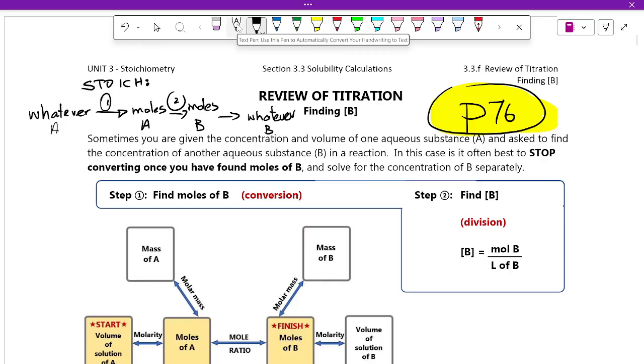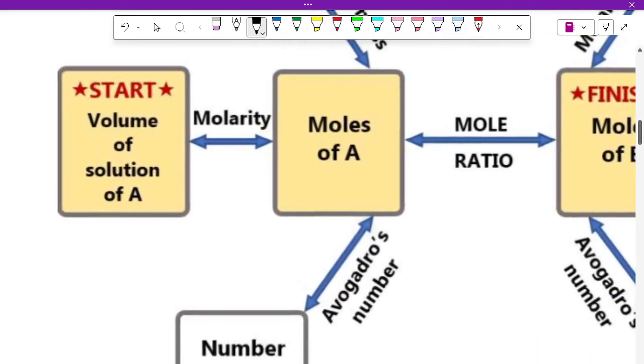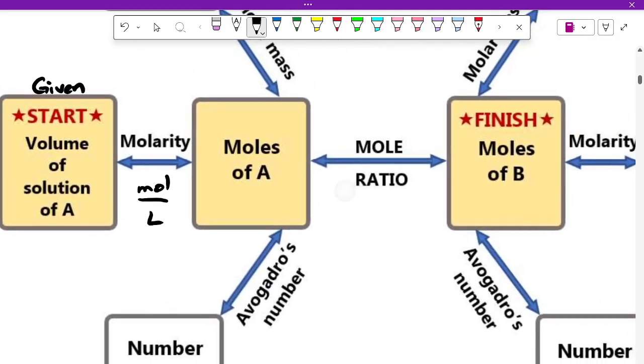And what you're going to be given in a titration, or what you're going to do in a lab for a titration, is you're going to be given a volume of solution A. From that, you can find moles of A using molarity, which is, of course, the moles per liter, to do the conversion. And to go from moles of A to moles of B, what do we use? Moles of one substance to moles of the other substance. We use the mole ratio. Where do you find that? Yeah, that's from the coefficients in the balanced equation.